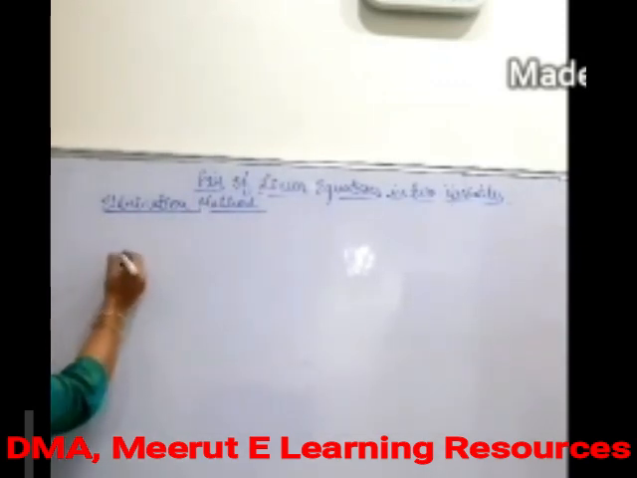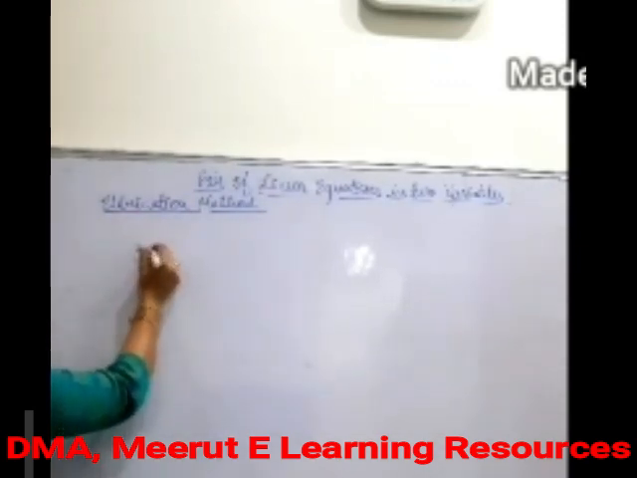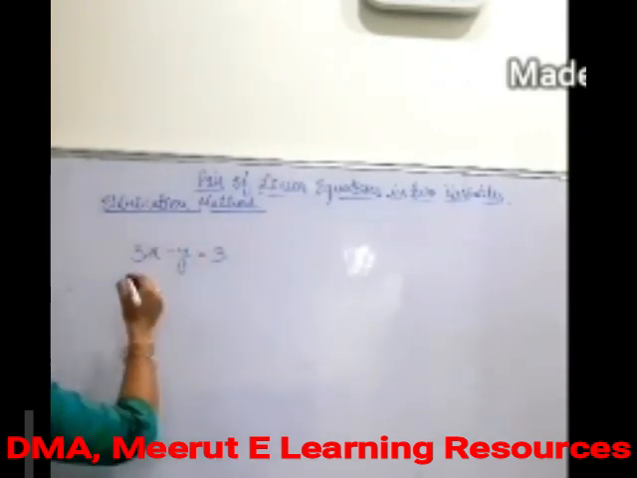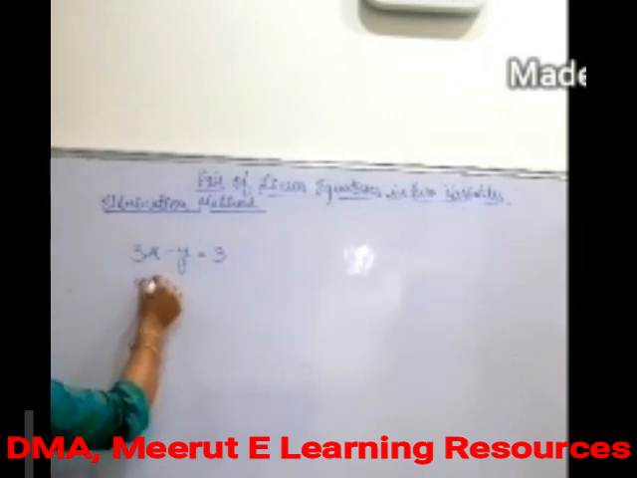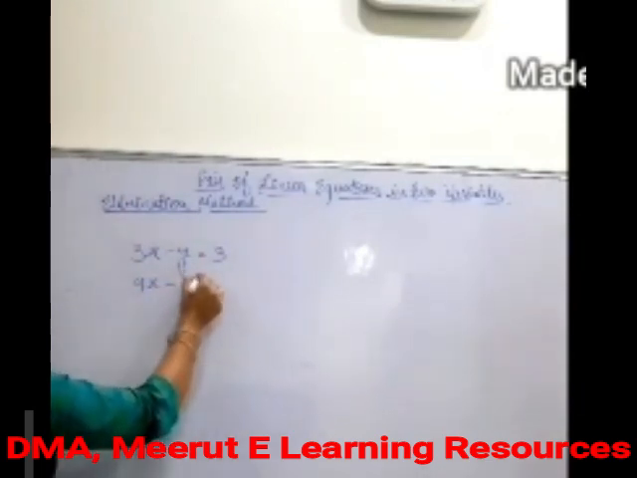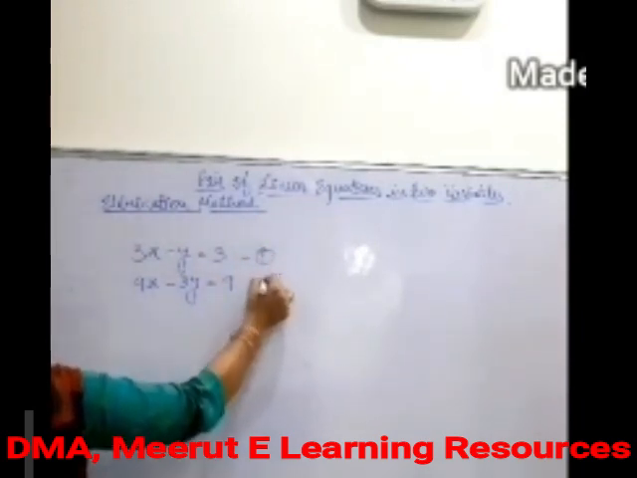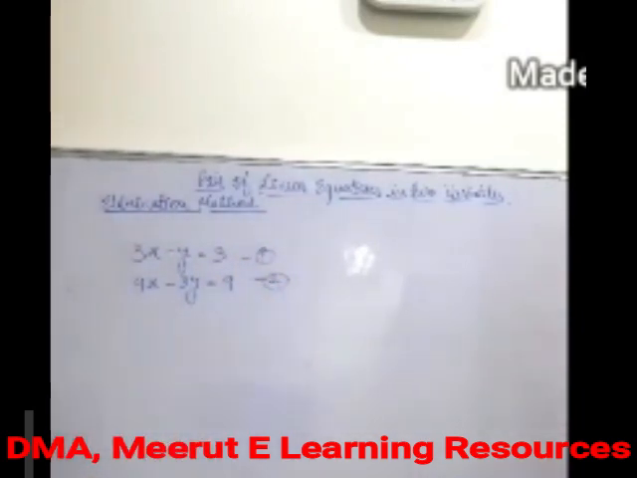Suppose we have two equations with us. 3x minus y equals to 3 and 9x minus 3y equals to 9. This is equation 1 and this is equation 2. Now if I want to solve these two equations by elimination method, so I have to eliminate one of the variables. So suppose if I want to eliminate this x, I can see that here its coefficient is 9 and here its coefficient is 3.